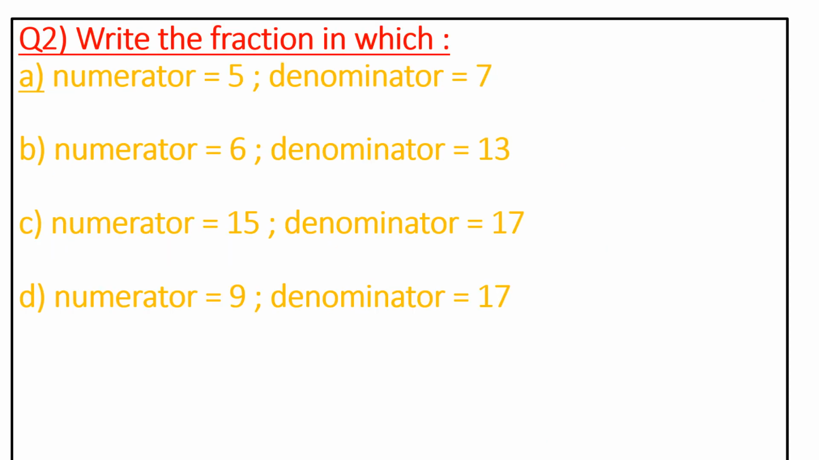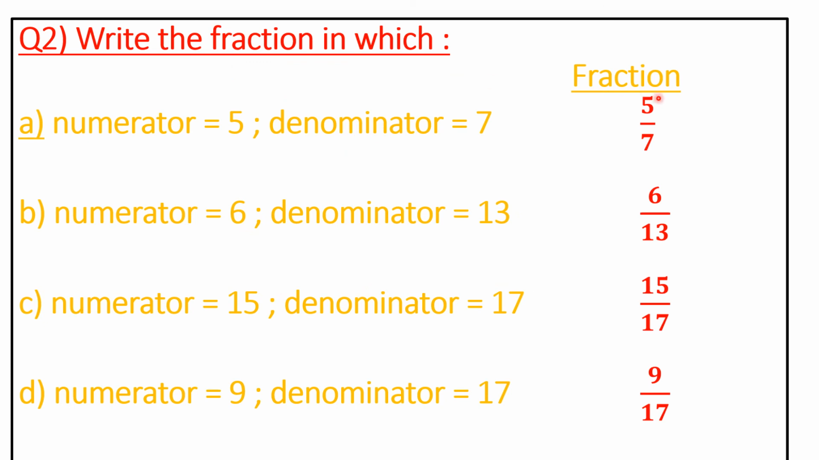Moving to question number 2. Write the fraction in which numerator is 5 and denominator is 7. Means you have to write the fractional form where numerator will be 5 and denominator will be 7. As you know, numerator we write above the dividing line and denominator we write below the dividing line, and then we write the fraction. So our fraction will be 5 by 7.